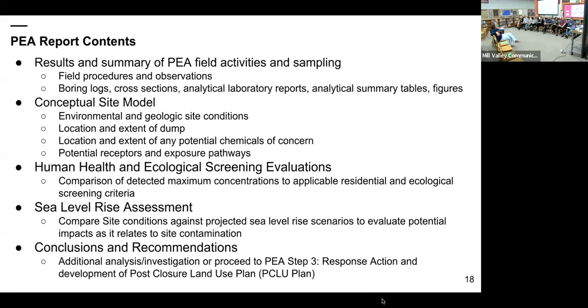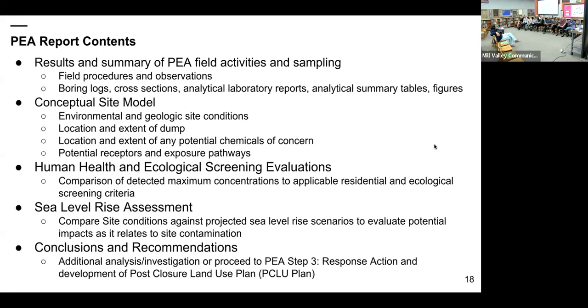The report will also include our analytical lab reports, summary tables that summarize the analytical lab reports. The report will have a conceptual site model, which takes into account the environmental and geologic location of the site, site-specific characterizations like location, extent of any dump, debris, landfill material, any potential chemicals of concern that were detected and where they're at, and it'll go through and talk about the potential receptors and any exposure pathways that those receptors could be exposed to any chemicals that we find.